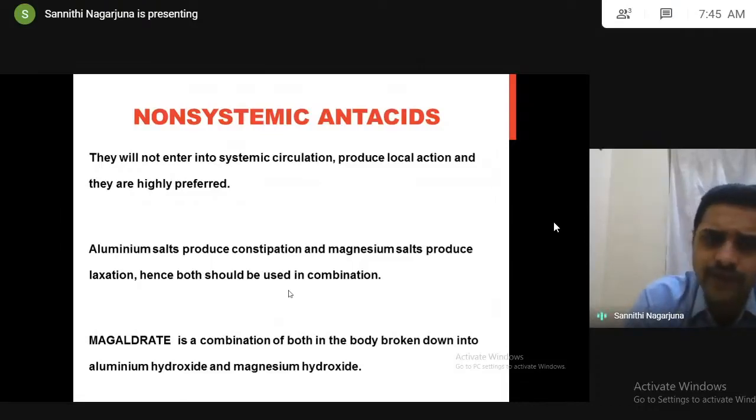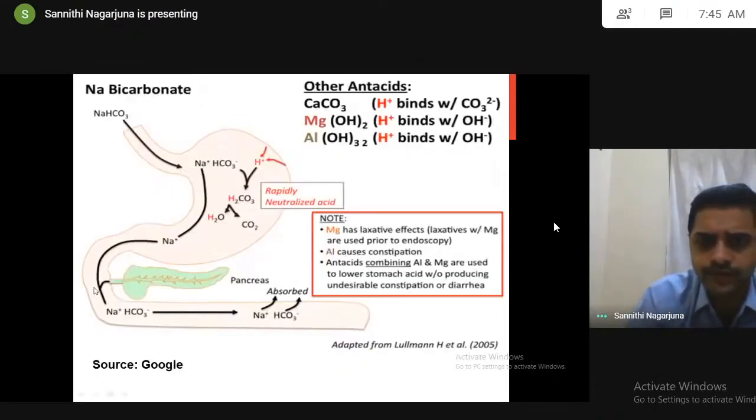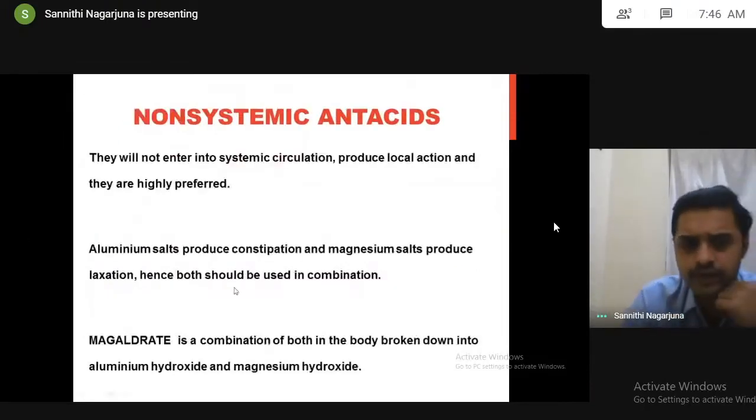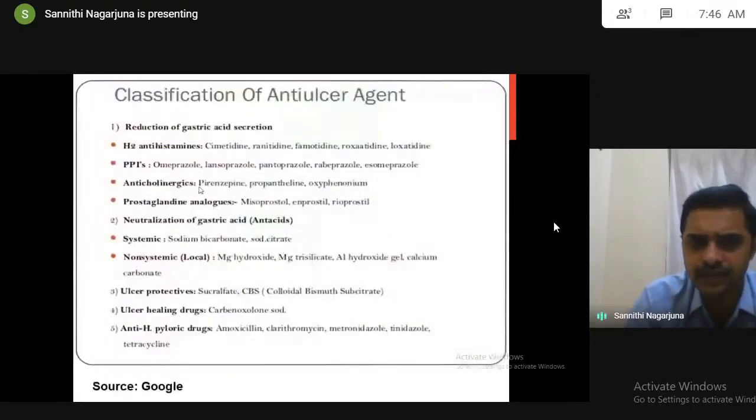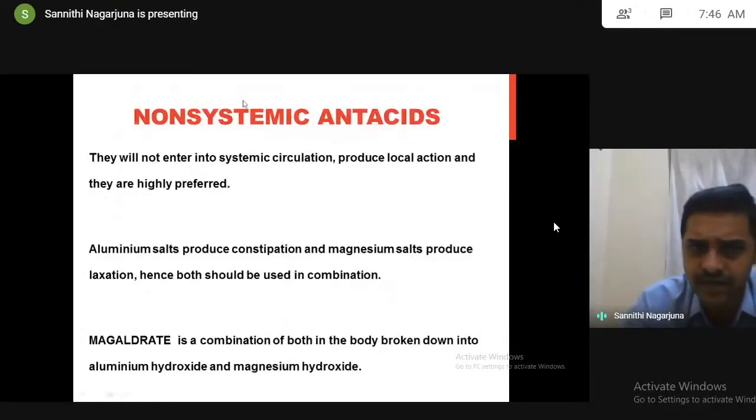The examples are aluminum salts and magnesium salts. See here, what are the examples in the first slide itself? Systemic antacids include sodium bicarbonate, sodium citrate. Non-systemic local antacids include magnesium salts like magnesium hydroxide, magnesium trisilicate, aluminum hydroxide, as well as calcium carbonate. So we are preferring majorly non-systemic antacids, majorly aluminum and magnesium salts.